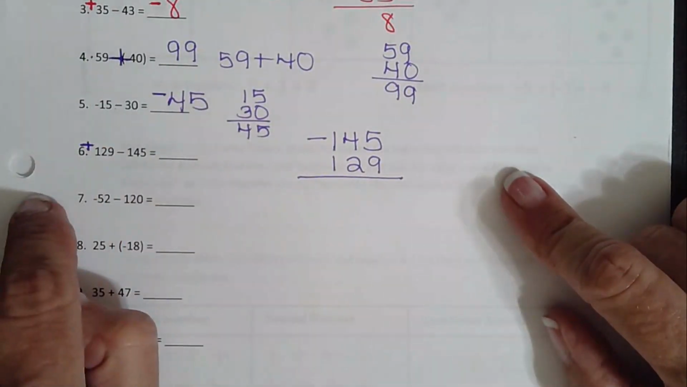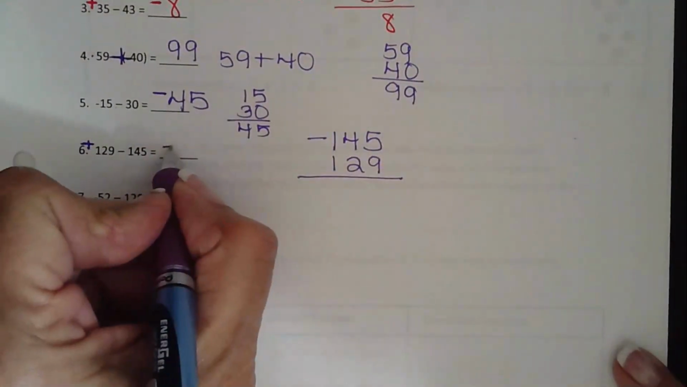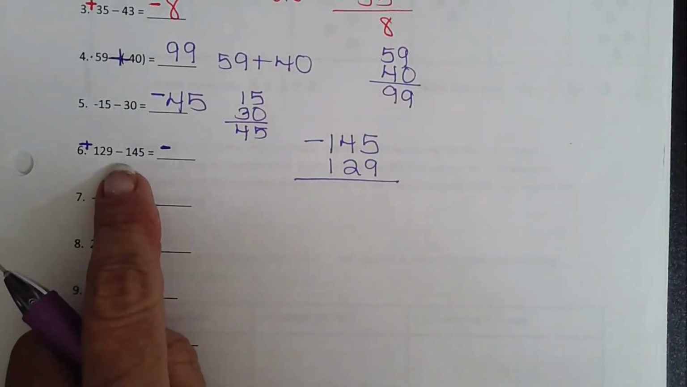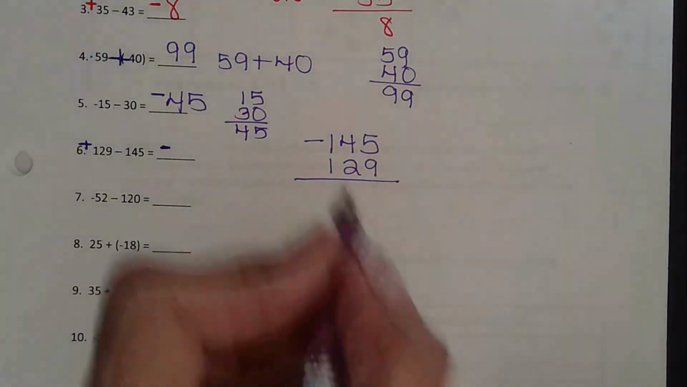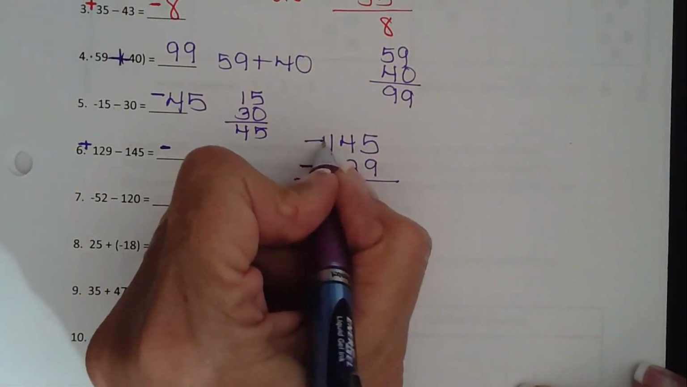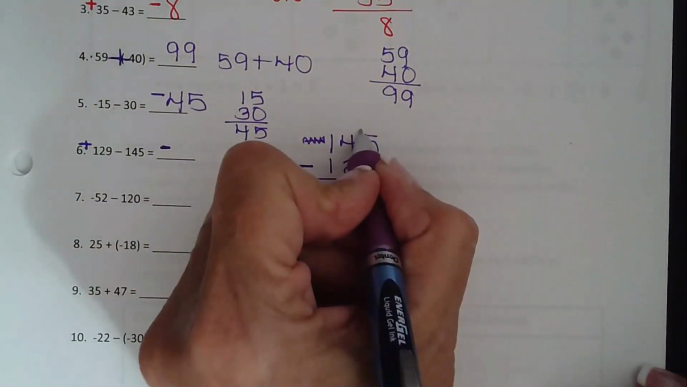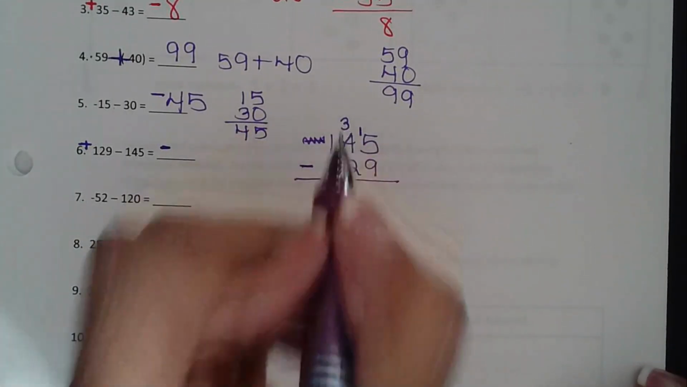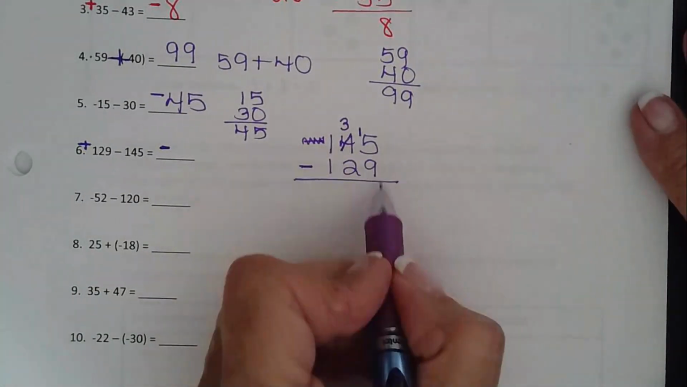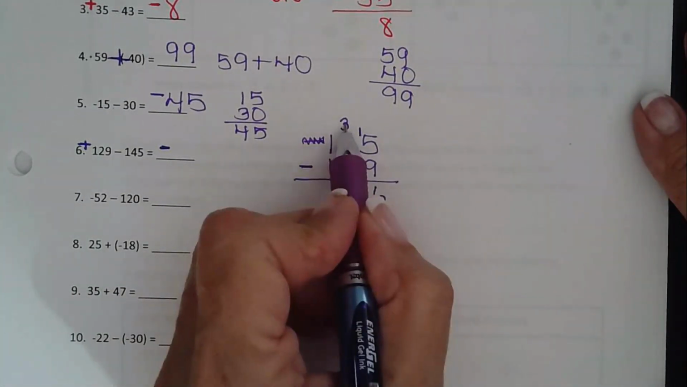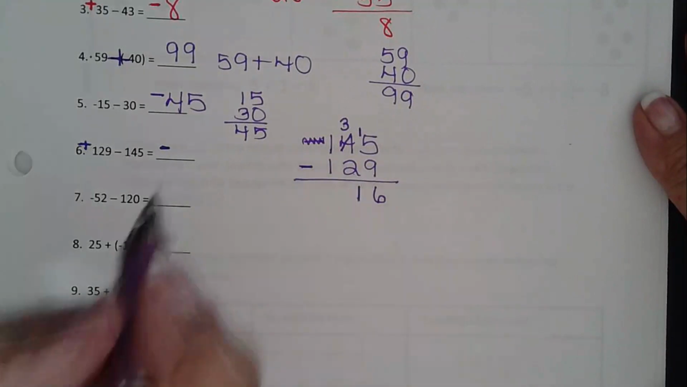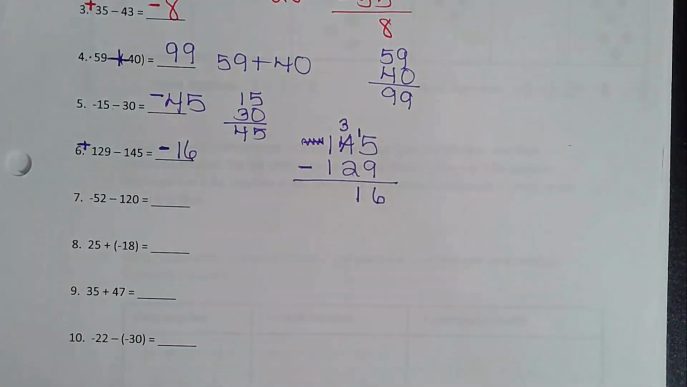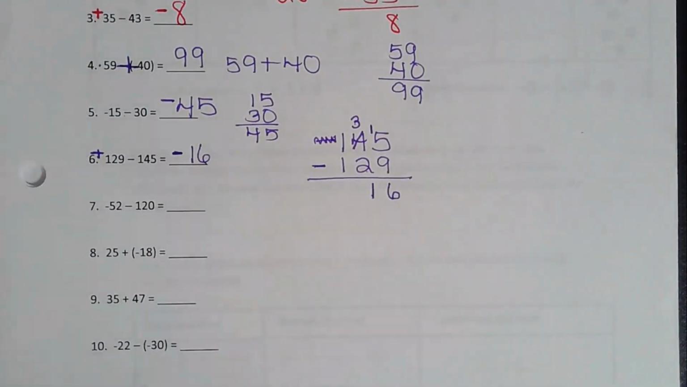I know to keep the sign of the larger, so I can go over here. I already know my sign's going to be negative because 145 is larger. And then I can just do regular everyday subtraction. So 15, borrow from the 4 to make that 3. 15 minus 9 is 6. 3 minus 2 is 1. I got my sign there. I figured it out ahead of time. So no problem. And you can do that on all of them.